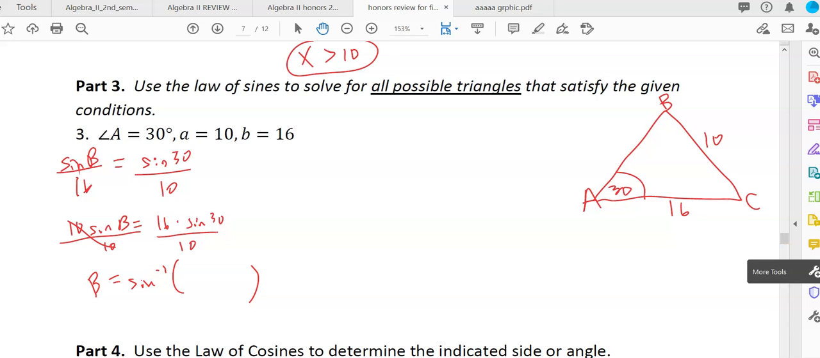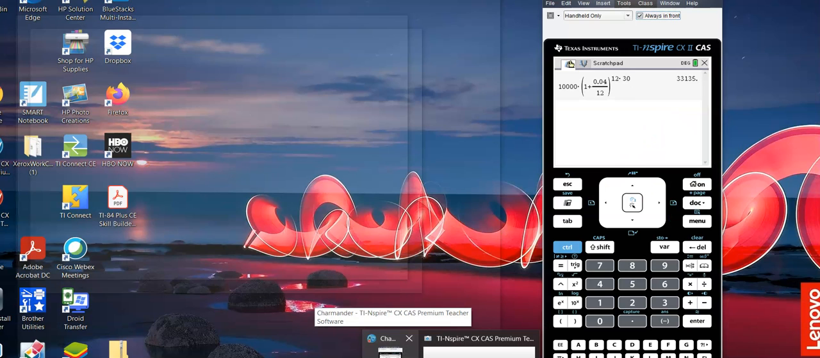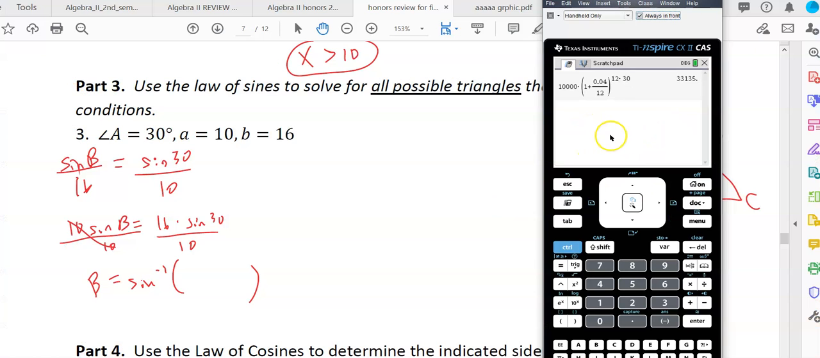Let me just type it in the calculator at that point. I could have stopped before and done our test. So I'm guessing this might be ambiguous. We'll see what happens here. Okay, so inverse sine of 16 times sine of 30, all over 10. So this is equal to 53.1301.